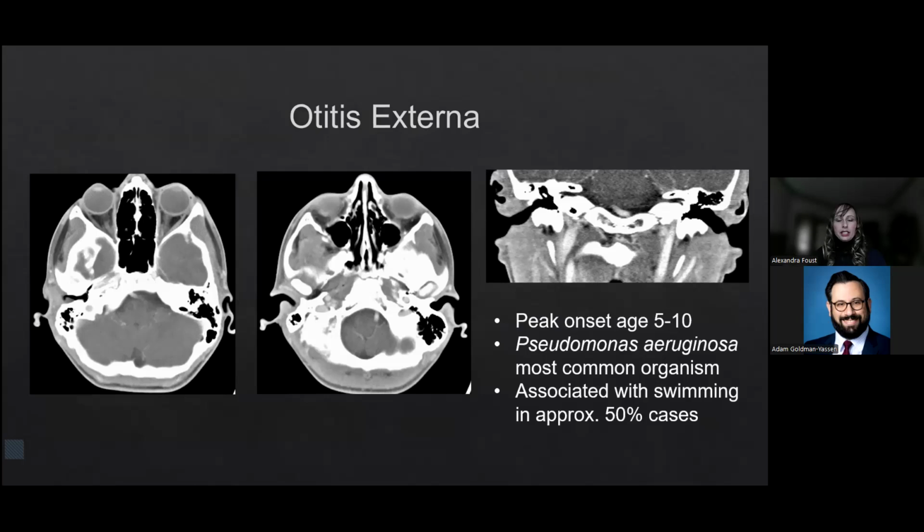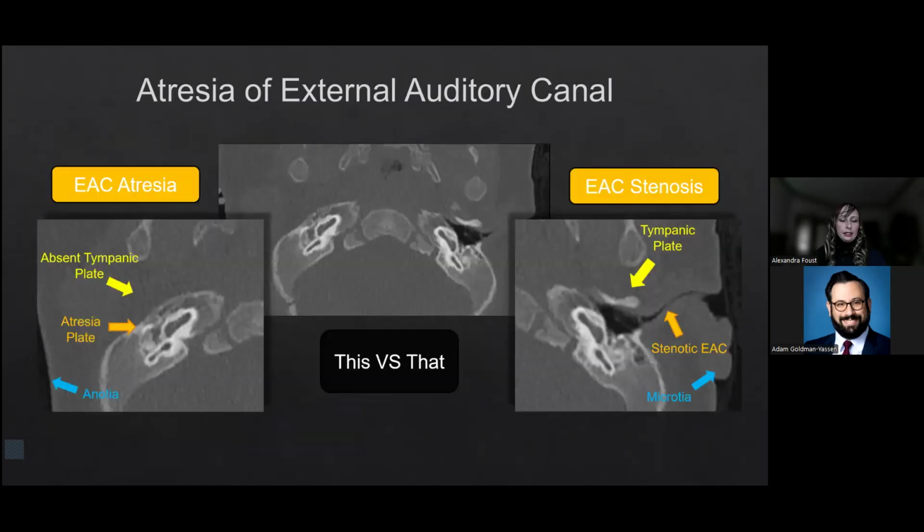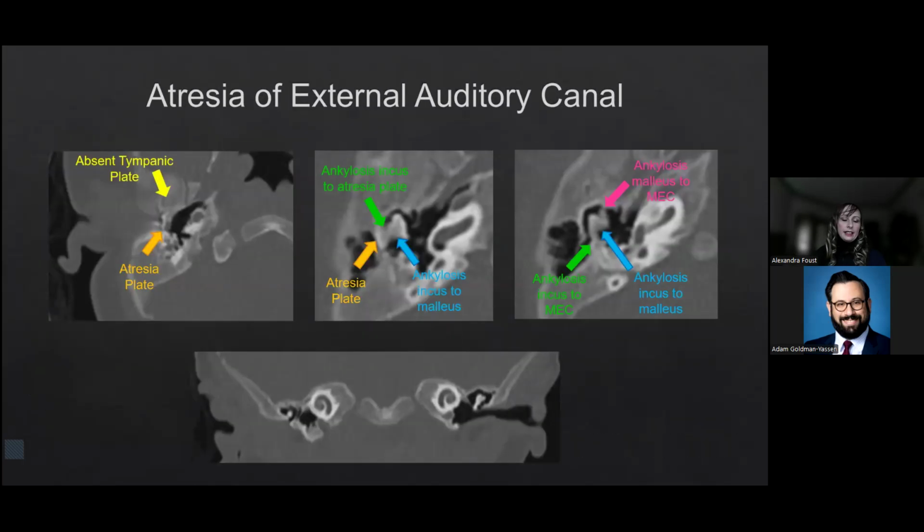One other brief mention, and we'll talk about it a little bit later in a few slides, but as I have highlighted in the first case I showed you, in the case of congenital aural atresia, you often also will see malformations of the middle ear cavity. A lot of times the ossicles will be ankylosed to one another, as well as to the walls of the middle ear cavity and/or the bony atresia plate.